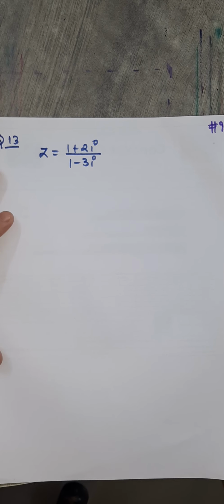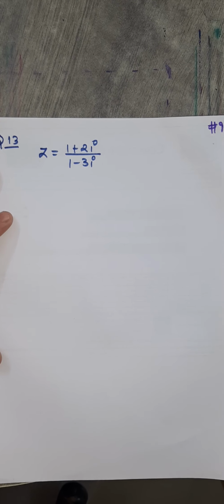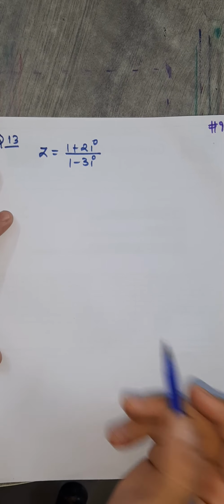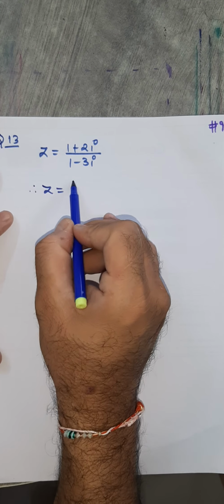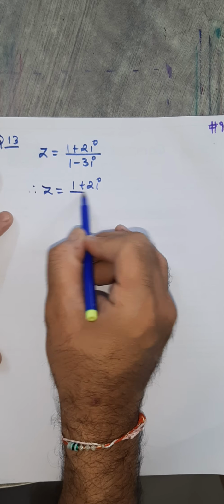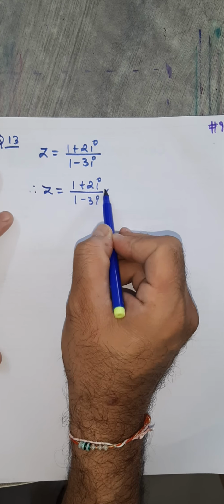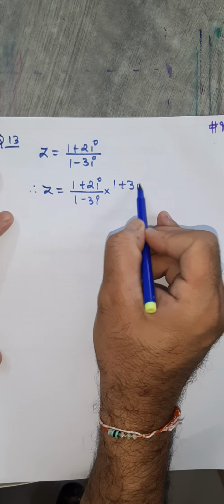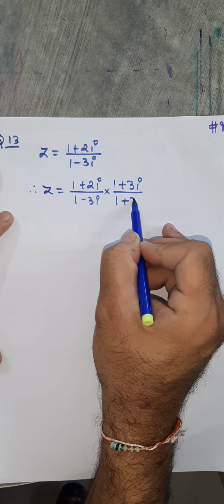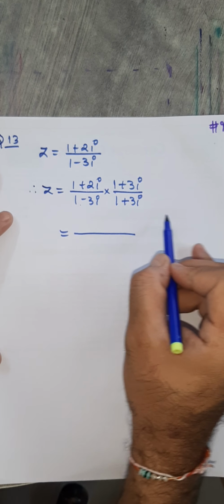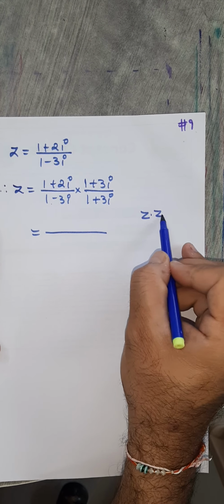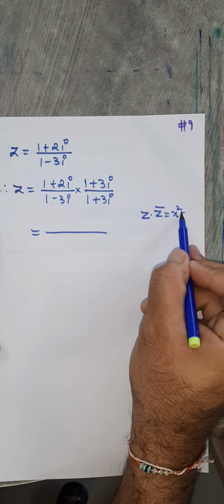Question number 13, you are given this complex number, you are asked to find the modulus and argument. So what we do, as you know, we need to express in x plus iota y form. So 1 plus 2 iota upon 1 minus 3 iota, multiplying and dividing with its conjugate. You know this is a very commonly used method now. This is z into its conjugate, which is x square plus y square, you know.